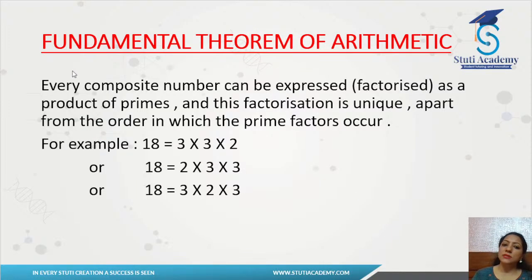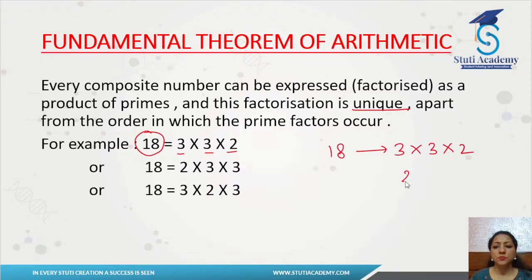Now coming to the next concept of fundamental theorem of arithmetic. Every composite number can be expressed or factorized as product of primes, and this factorization is unique apart from the order in which the prime factors occur. This means that if we have a composite number, let's say we have 18, we can prime factorize this and we can write this as product of 3, 3 and 2. Now this prime factorization is unique. This means that 18 can be written as product of 3, 3 and 2. We cannot write it as product of 2 into 5. That will not come out to be 18.